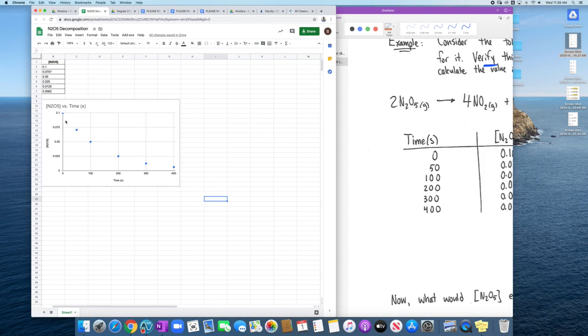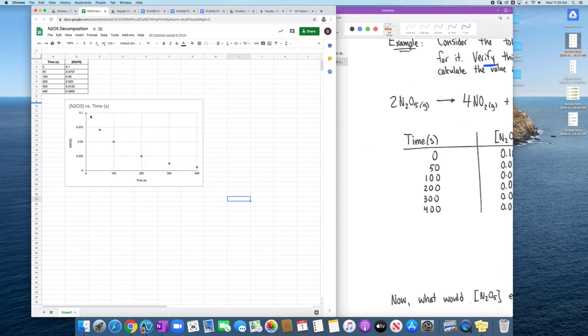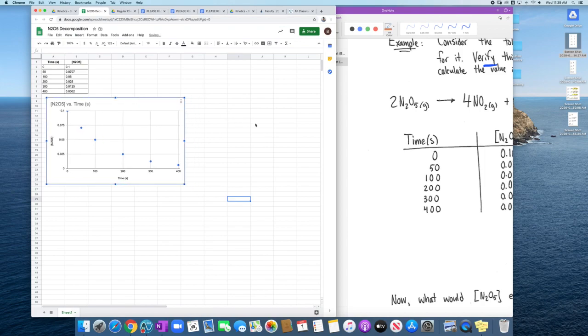Okay, now notice that's not a line. That's a downward sloping curve. And that's what normally happens in a lot of chemical reactions, right? You get less and less of your reactant, and it's kind of slowing down. Now this basically shows us it's not zeroth order.